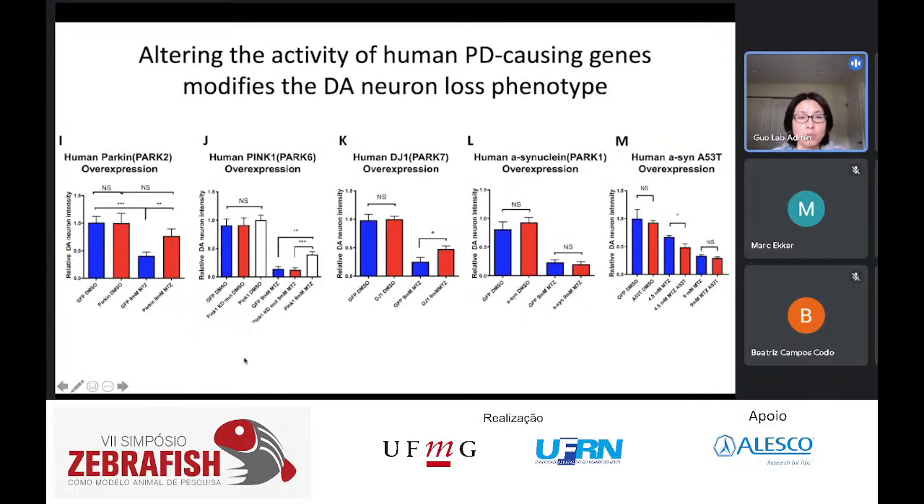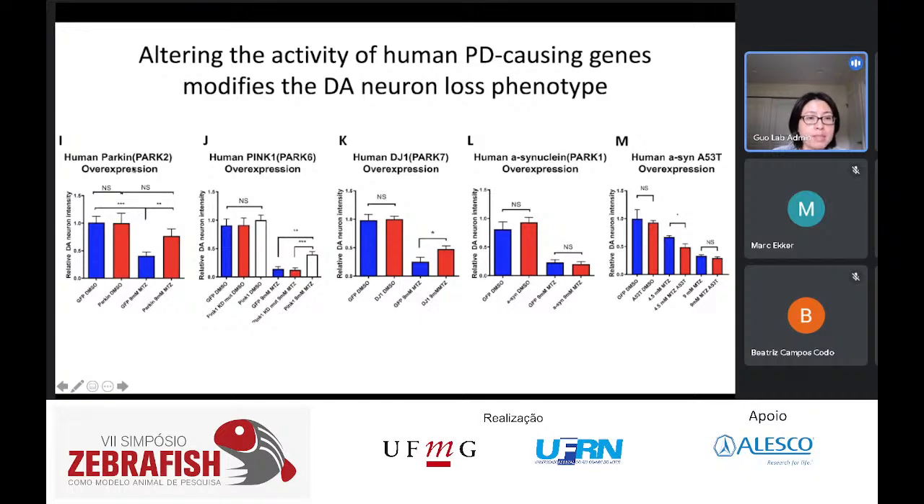We also tested whether this NTR-MTZ induced dopamine neuron degeneration can be rescued by Parkinson's disease-related genes activity. What we did is overexpress several genes that have been linked with human Parkinson's disease, for example, Parkin, PINK1, and DJ1. These 3 genes, when mutated, lead to recessive Parkinson's disease in humans.